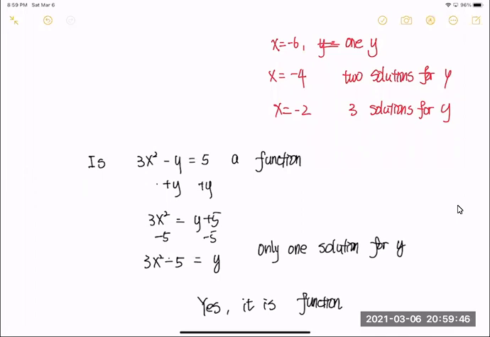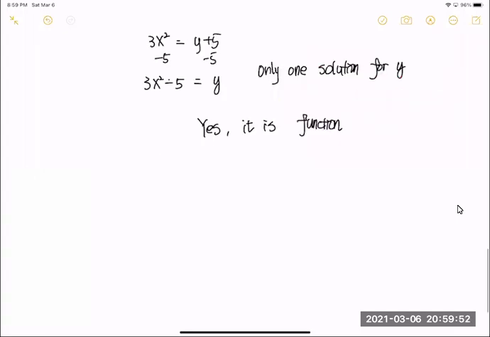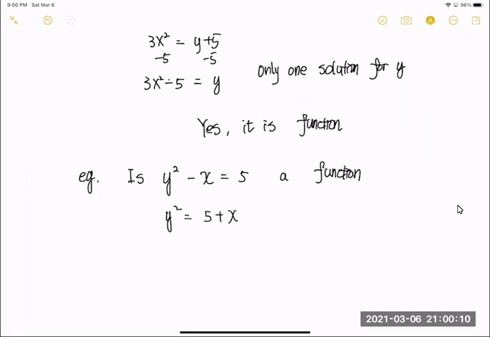Okay, let me show you an example of when the equation is not a function. So look, when it comes to y squared minus x equals 5, is this a function? Well, let's solve for y. We add x on both sides. We have y squared equals 5 plus x. And then we take the square root on both sides.